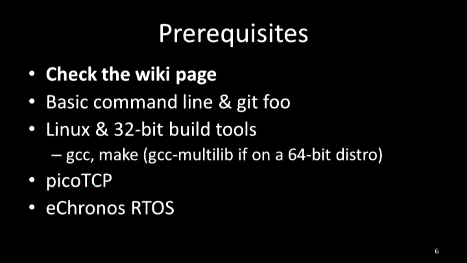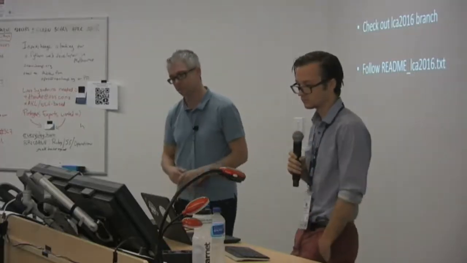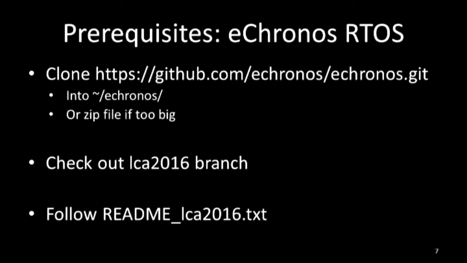Okay, cool. And picoTCP and eChronos so far. For eChronos, this is the same information as on the wiki page. You can clone it from GitHub, put it into your home directory in eChronos, which is basically what happens automatically if you are already in your home directory and clone this repo. This is about 150 megabytes, I believe, so if that takes too long, go to the GitHub website and to that URL, and download the zip file of the LCA 2016 branch. That will be faster than cloning the whole repo.